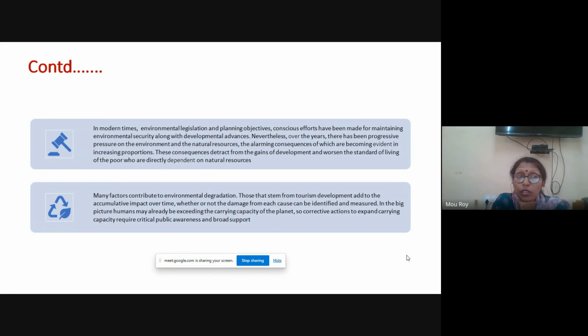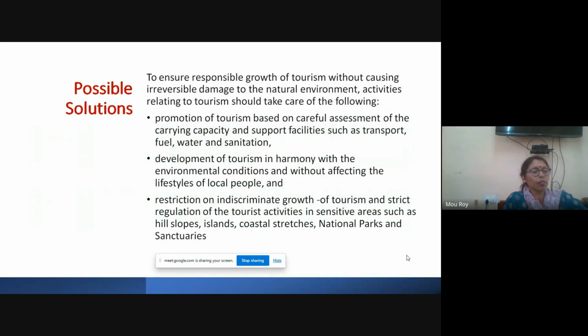So what has to be done? Corrective actions need to be taken to expand carrying capacity, which requires critical public awareness and broad support. Now, there are some possible solutions also.